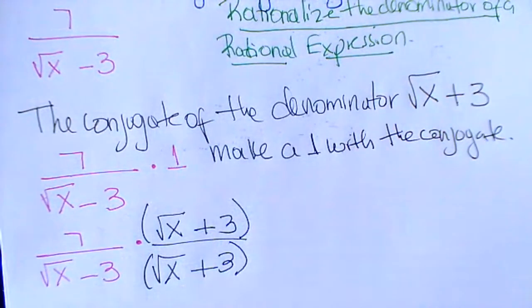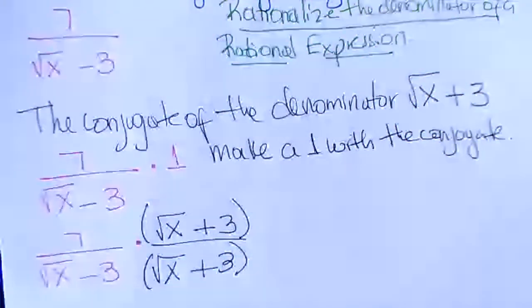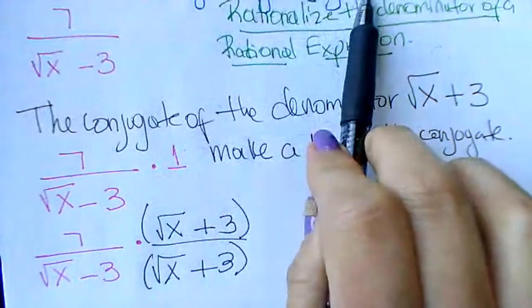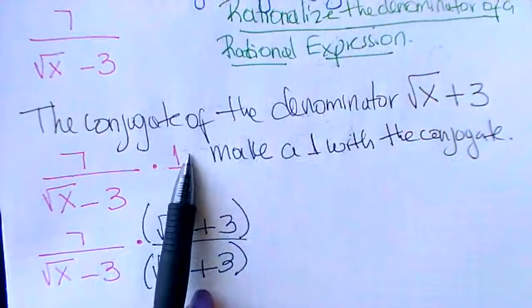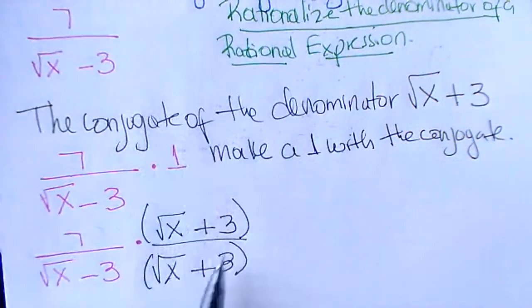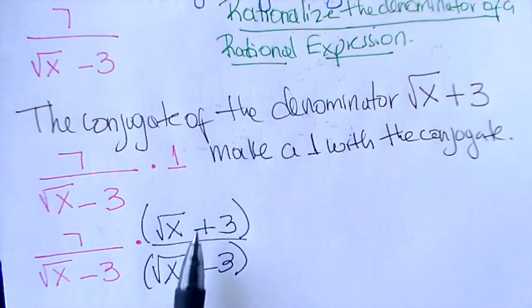So we are going to rationalize the denominator of our rational expressions. That's what we're doing right now. And how are we rationalizing it? Using conjugates, multiplying by 1. But this is a special type of 1. We're multiplying by a 1 that is made up of conjugates.